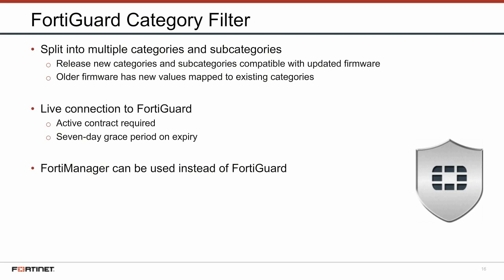FortiGuard category filtering is a live service that requires an active contract. The contract validates connections to the FortiGuard network. If the contract expires, there is a 7-day grace period during which you can renew the contract before the service cuts off. If you do not renew after the 7-day grace period, FortiGuard will return every rating request as a rating error. FortiManager can be configured to act as a local FortiGuard server. To do this, you must download the databases into FortiManager and configure your FortiGate to validate the categories against FortiManager instead of FortiGuard.